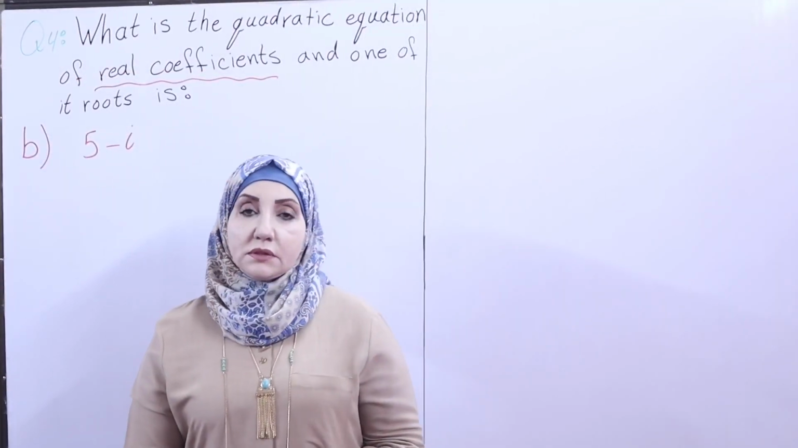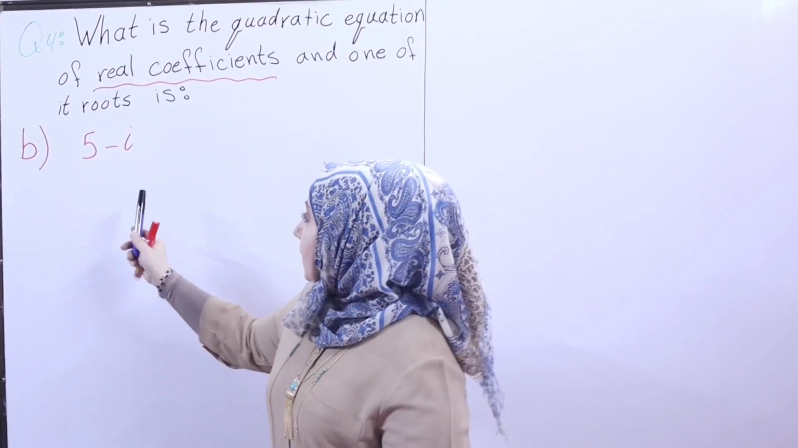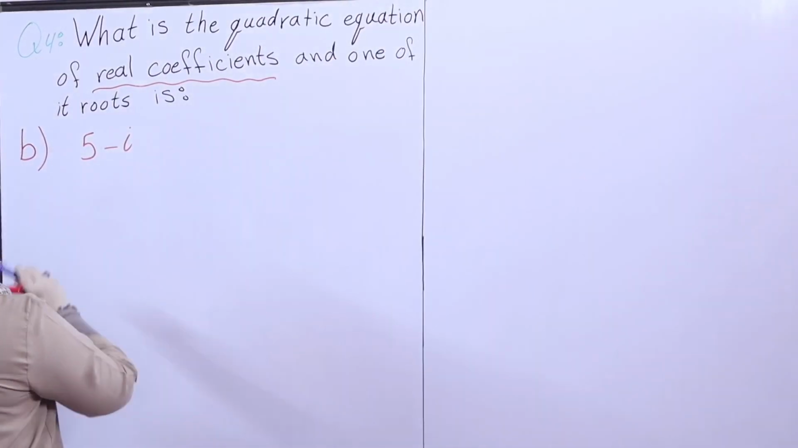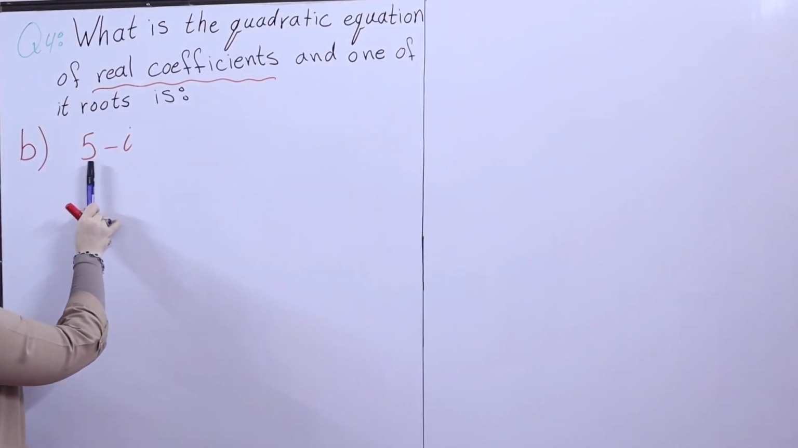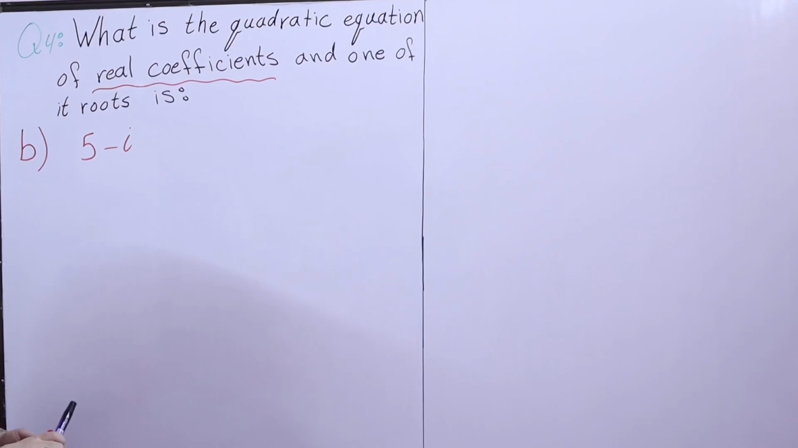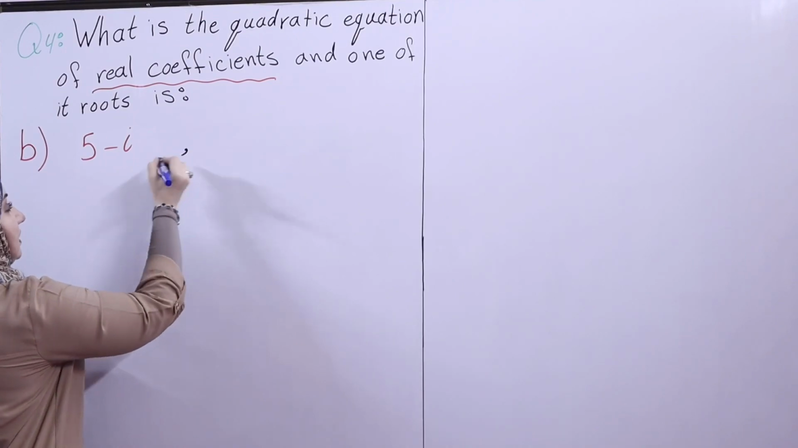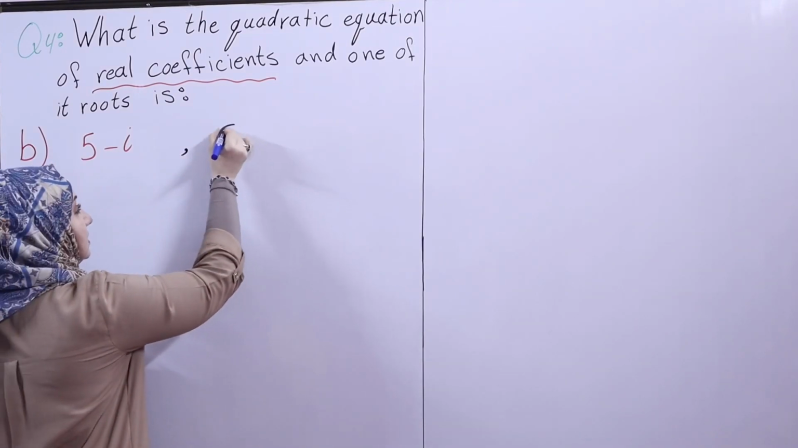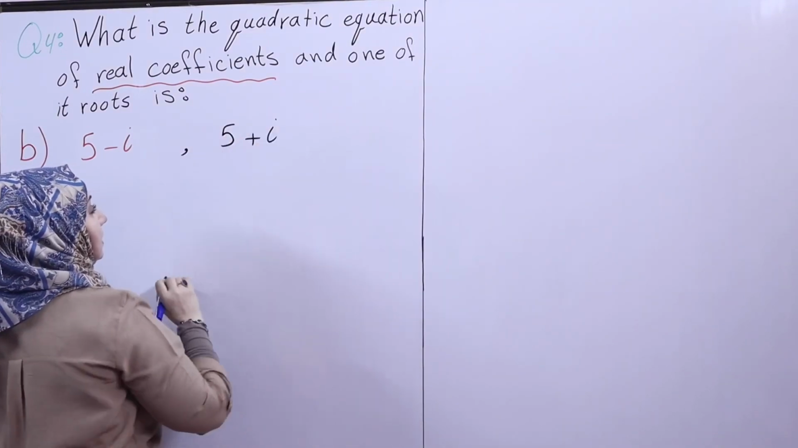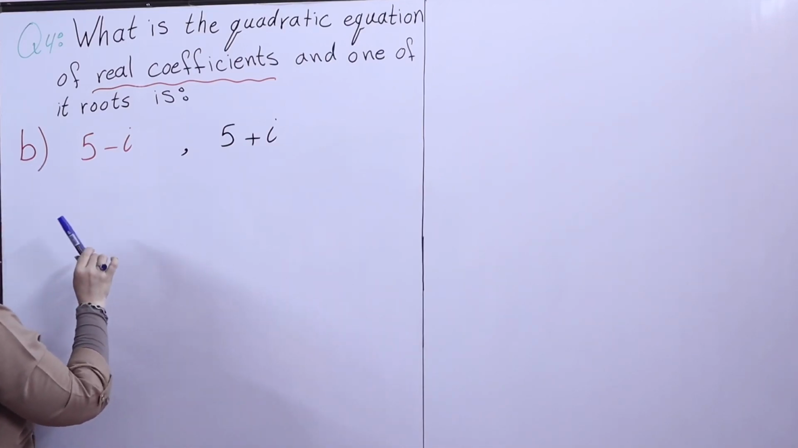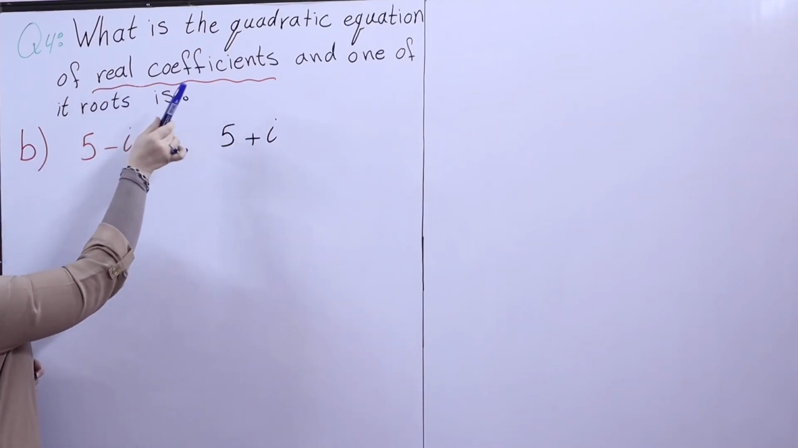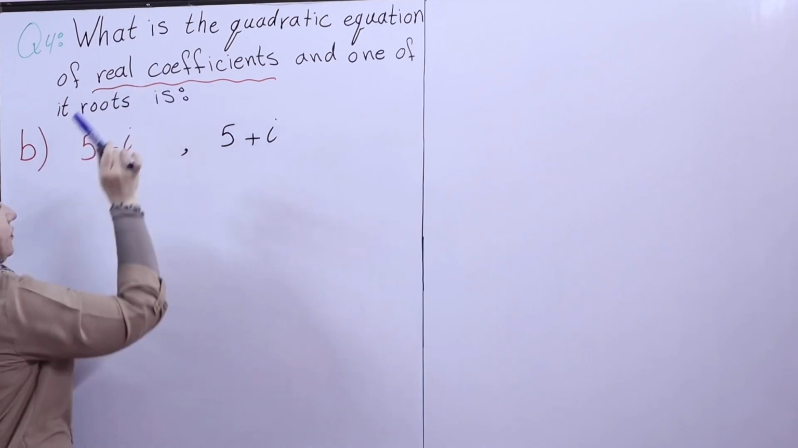And now we will solve section B. One of the two roots is 5 minus I. That means the other root, what is the other root will be, so that means the second root is 5 plus I. How did we know? Because the quadratic equation has real coefficients.